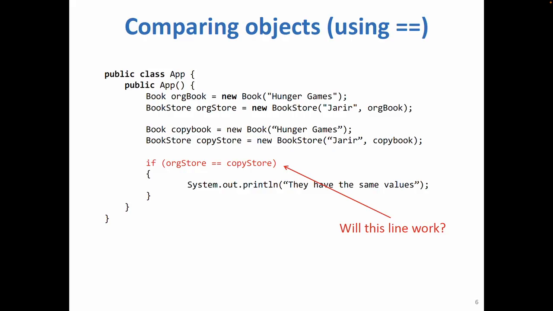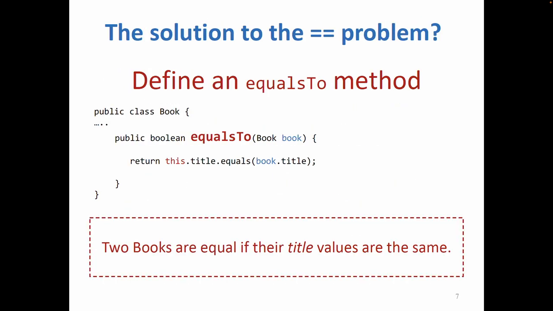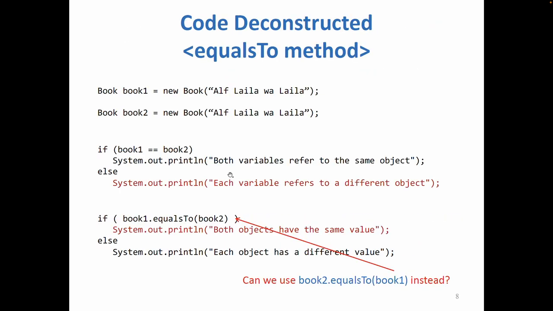No. Even though all of their values are the same, they are different objects, so it will not work correctly. So we have to define the equals function. This is similar to what we have seen in Unit 2, so I will go a little bit fast. For the book class, we can define an equals function, which in this case can just compare their titles, so that based on that, we can say that they are equal.